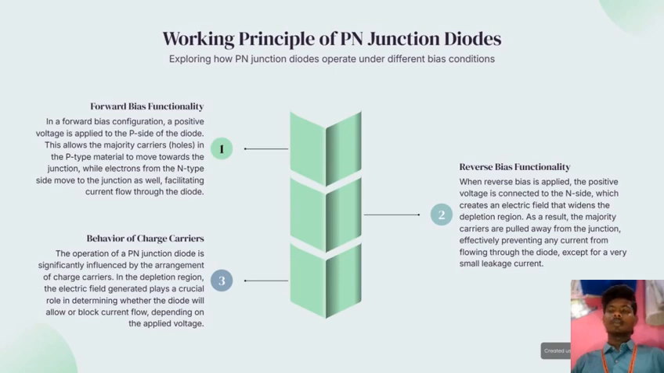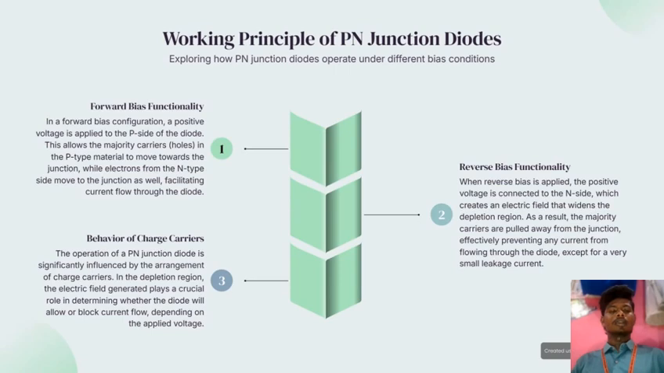Number two, reverse bias functionality. When reverse bias is applied, the positive voltage is connected to the N side, which creates an electric field and widens the depletion region. As a result, the majority carriers are pulled away from the junction, effectively preventing any current from flowing through the diode except for a small leakage current.